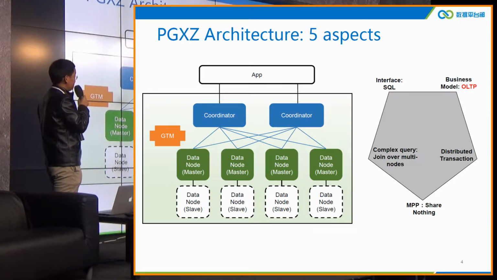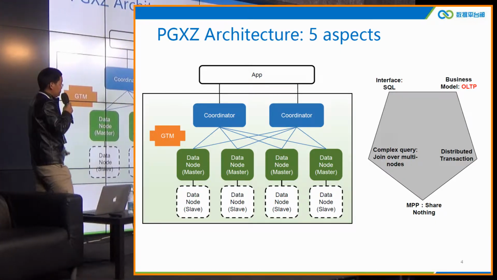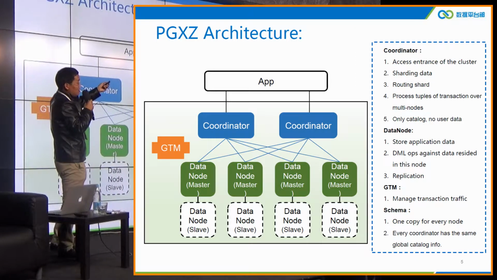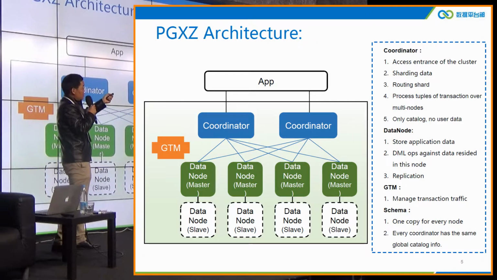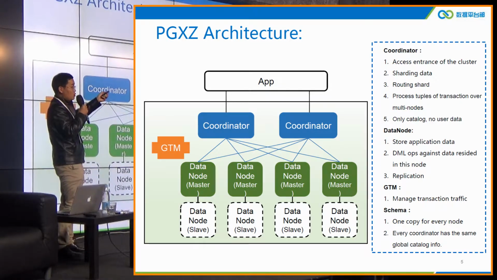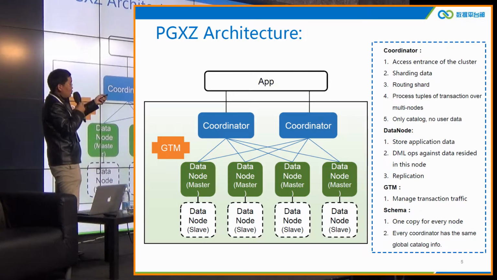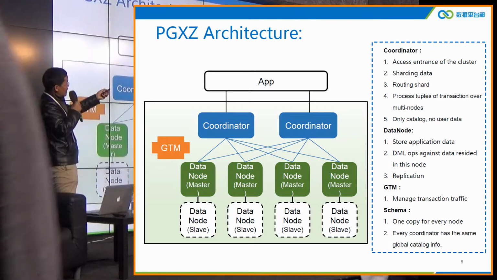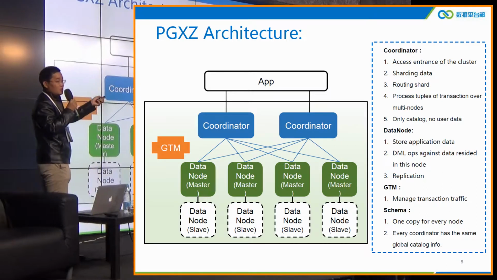In the cluster, we have coordinators and data nodes, and each data node has a standby. For the standby, we use hot standby. The coordinator provides the access entrance over the cluster, and it also handles data sharding when new data comes into the system. When handling a query, it routes the query to the correct node where the data resides. It also handles tuples from multiple nodes in one cycle. About the schema or catalogs, the coordinator only has catalogs. It doesn't store user data, so it's lightweight.